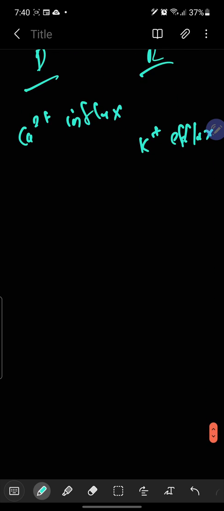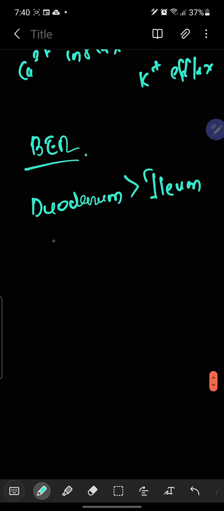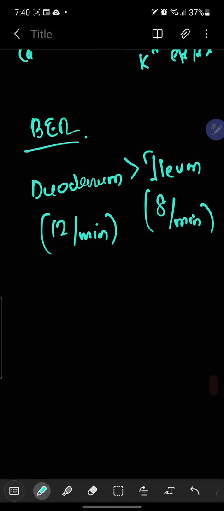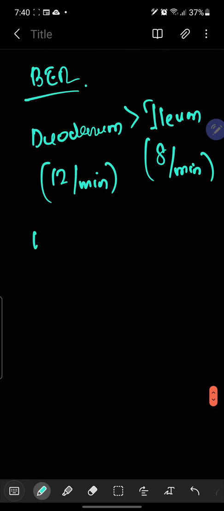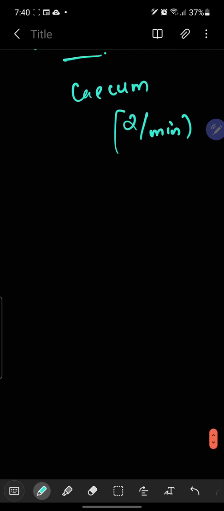Now, the basic electrical rhythm is highest in the duodenum, greater than the ileum. In the duodenum it is 12 per minute. In the ileum it is 8 per minute. It is lowest in the cecum. It is only 2 per minute.